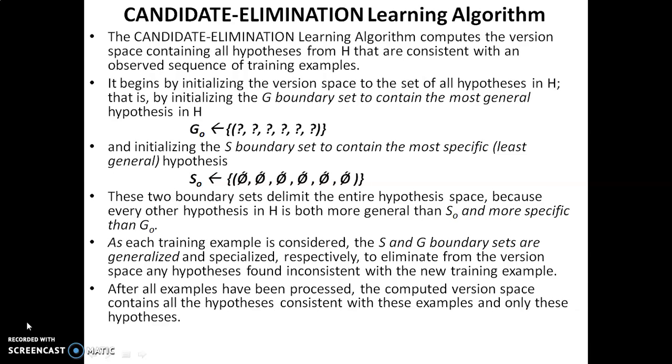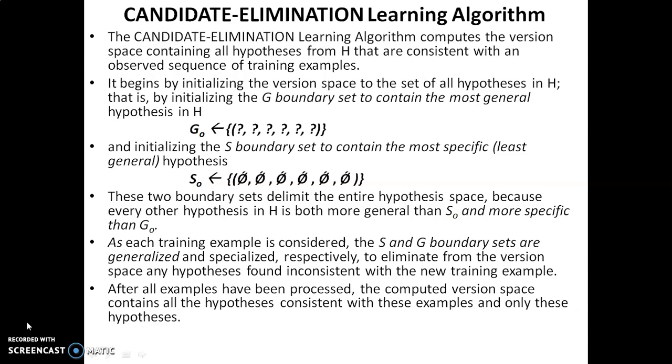The candidate elimination learning algorithm computes the version space containing all hypotheses from H that are consistent with an observed sequence of training examples. Whatever training examples we observe, based on that it will create a hypothesis space, a version space. First it will begin by initializing two boundaries. One is the general boundary, another one is the specific boundary.